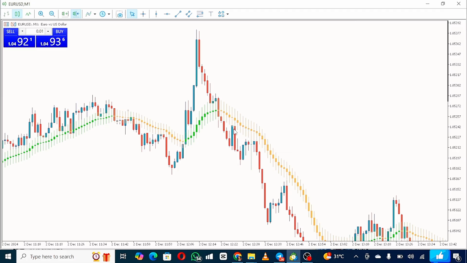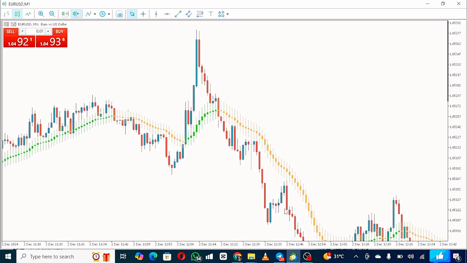If it touched it and the candle is below it, it is for a sell. If it touched it and the candle is above it, it is a signal for a buy. I don't know whether you get what I'm saying. Like this one, it touched it and the candle is above it, is a signal for a buy. This one, it touched it and the candle is below it, is a signal for a sell.